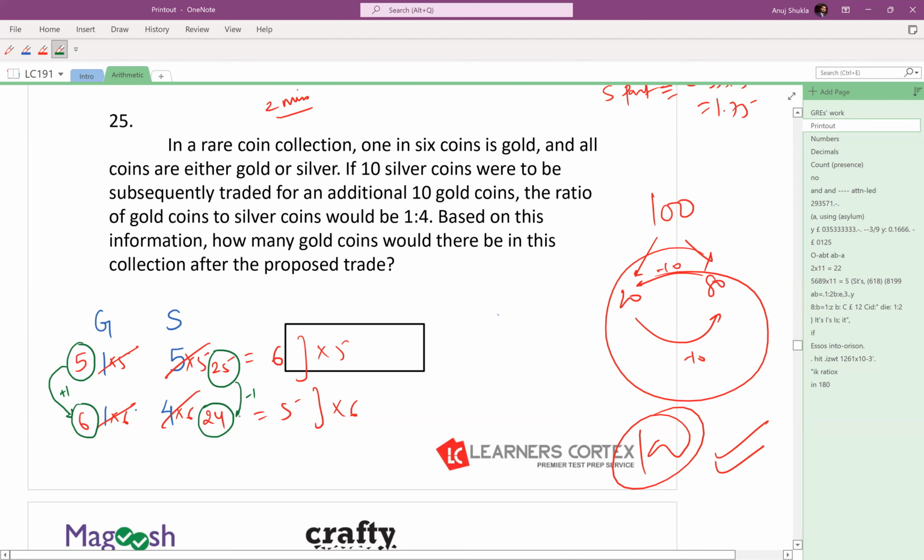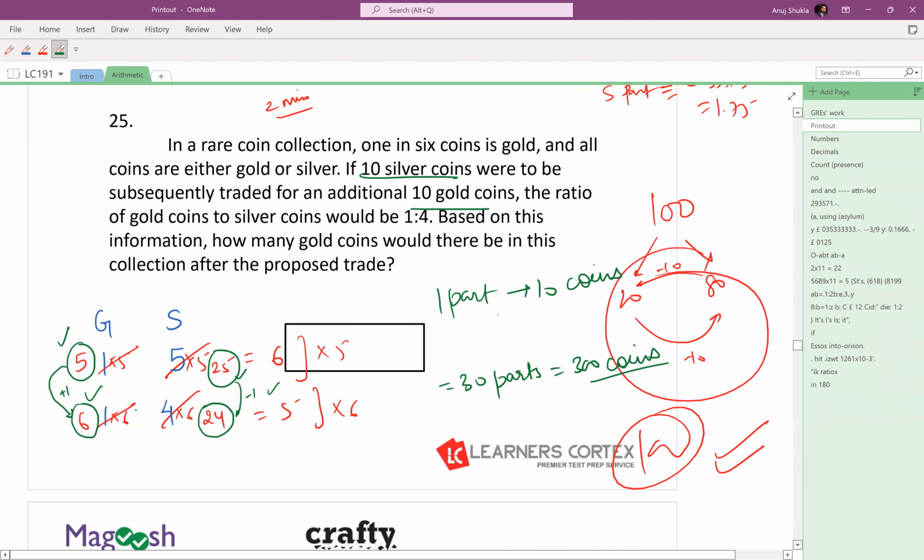1 part here it is getting, here it is losing. Can you say this 1 part is here also 1 part and here also 1 part? And in this question they are saying 10 silver and 10 gold, means 1 part value is how much? 10. Yes or no? 1 part value is 10 coins. Now, totally how many coins? 5 parts here and 25 parts here. How many parts? 30 parts previously. So how many total coins? 300 coins.